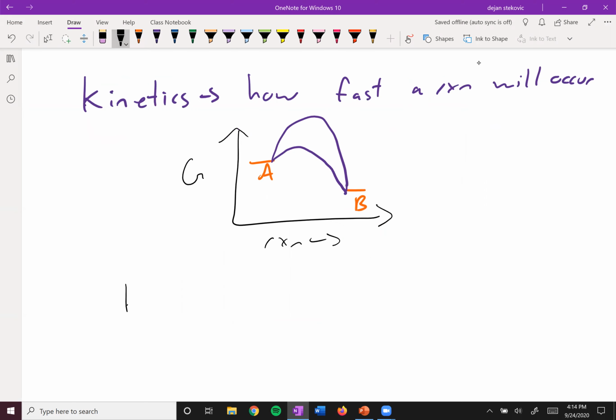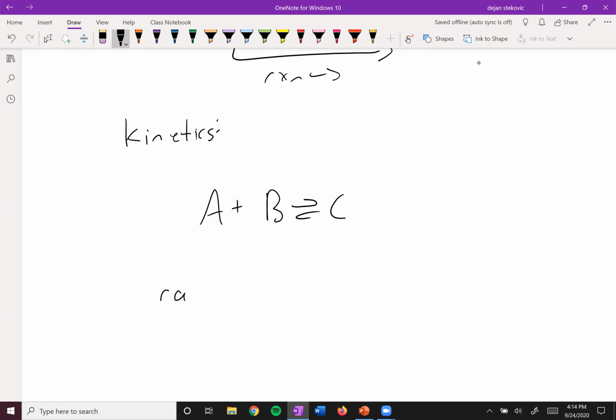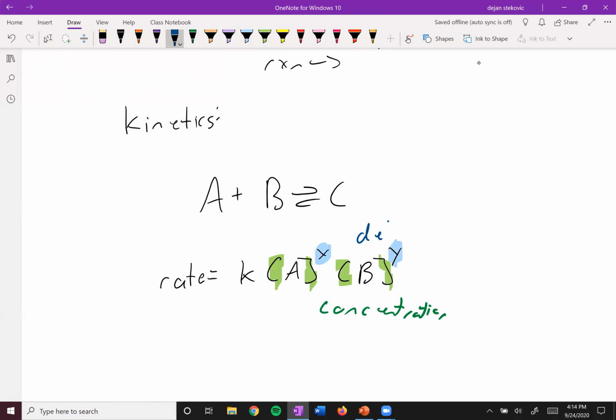And so again, just a bit of review from Gen Chem. If we have something like A plus B going into C, we can write a rate law for this. So rate is going to be equal to K times the concentration of A to some exponent times the concentration of B to some exponent. Remember that these brackets mean concentration, and that these exponents can only be determined experimentally.